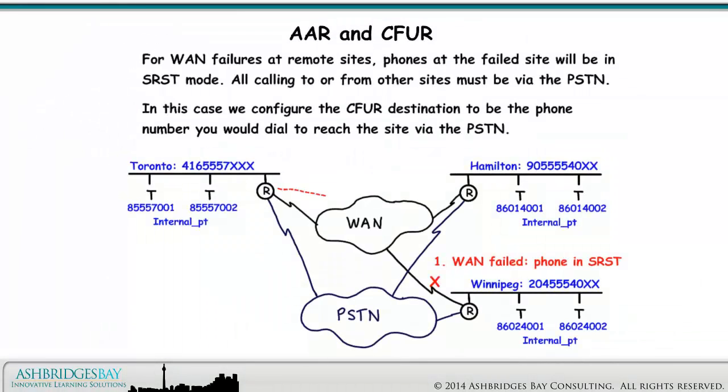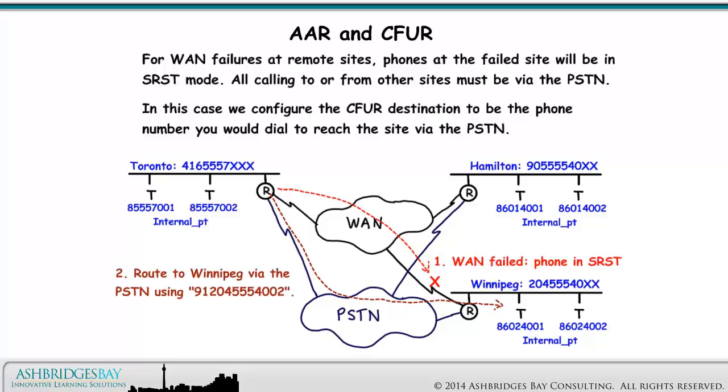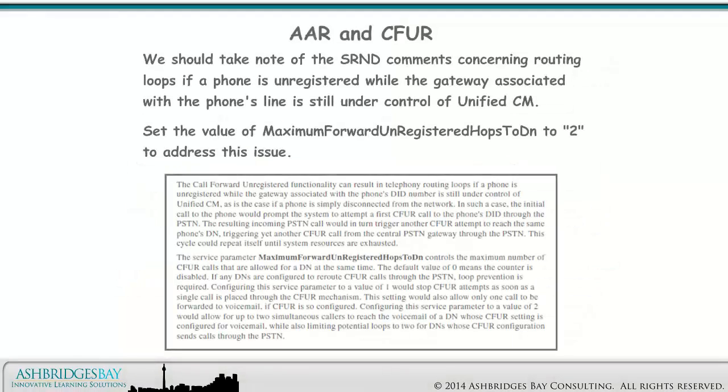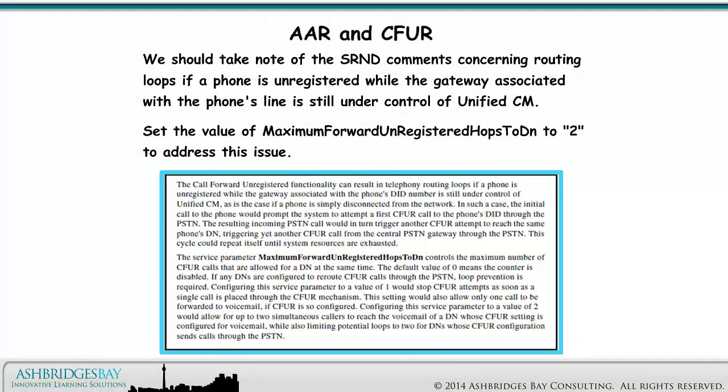For WAN failures at remote sites, phones at the failed site will be in SRST mode. All calling to or from other sites must be via the PSTN. In this case, we configure the CFUR destination to be the phone number you would dial to reach the site via the PSTN. For example, to route to Winnipeg via the PSTN, we would use 91204-555-4002. We should take note of the SRND comments concerning routing loops if a phone is unregistered while the gateway associated with the phone's line is still under control of Unified CM. Set the value of maximum forward unregistered hops to DN to 2 to address this issue.